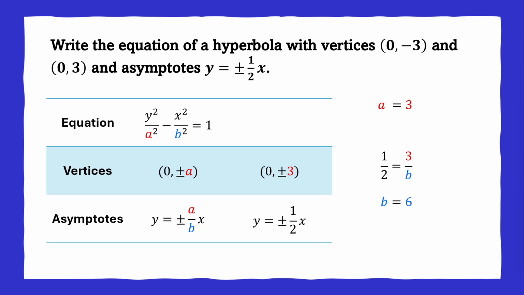Now we know both a and b, so let's put this all together. a squared is 9, and b squared is 36. So the equation of the hyperbola is y squared divided by 9 minus x squared divided by 36 equals 1.